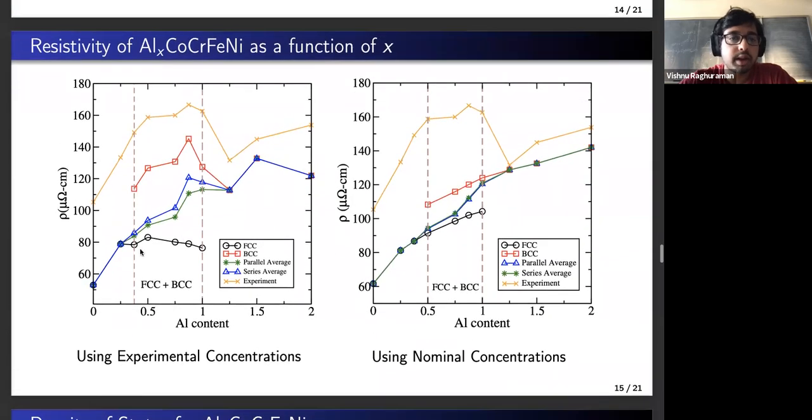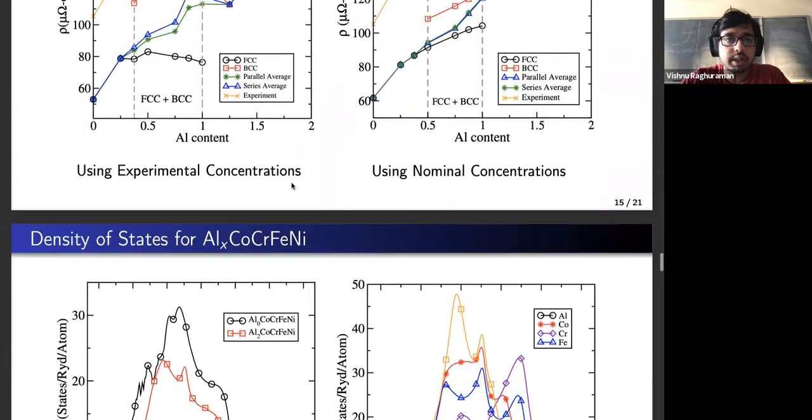So we also wanted to analyze why this is happening. And you can see that the non-monotonicity is due to the multiphase behavior, but there's also this increase in the resistivity. So you can see that overall, as you add more aluminum, your resistivity is increasing.